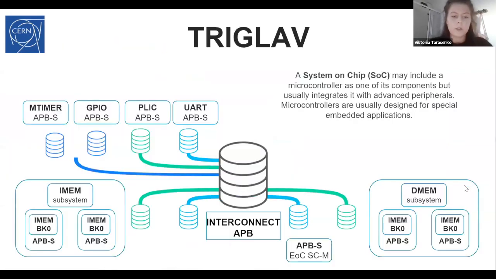A SoC may include a microcontroller as one of the components, but usually integrates it with advanced peripherals. Microcontrollers are usually designed for special embedded applications. Triglav is an ASIC SoC demonstrator to evaluate the integration of a programmable system into a high radiation environment for HEP experiments. It's based on the open source RISC-V architecture. It's a single Ibex CPU core. Some common peripherals are included in the design. It's very easy to add an additional peripheral without the need of touching very low level code.